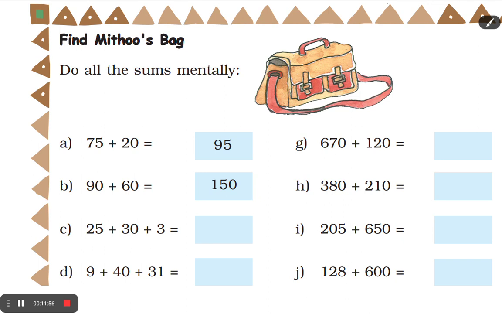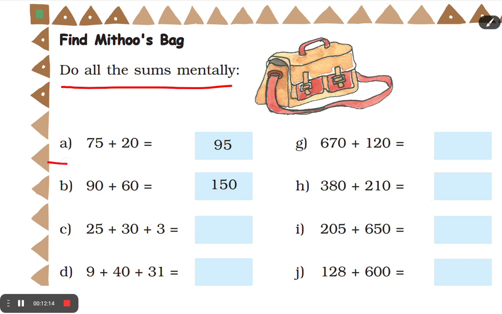Now see, find Mittu's bag. Do all the sums mentally. So without working it out, you also have to practice, children, to do additions fast. If you want to do additions fast, you need lots of practice. Then only you will get it. Okay.